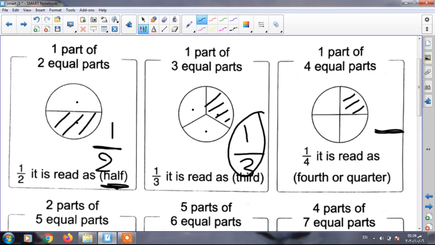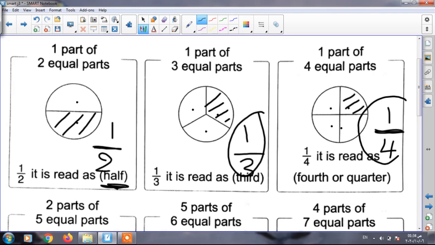How many colored parts here? 1. So I will write up 1. And now I want the denominator. The denominator here represents the all parts. Here I have how many parts? Count with me. 1, 2, 3, 4. So here I will write number 4.